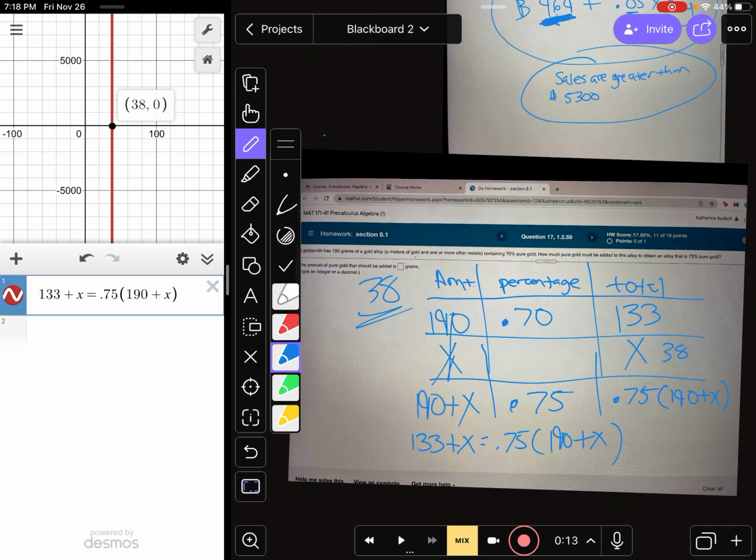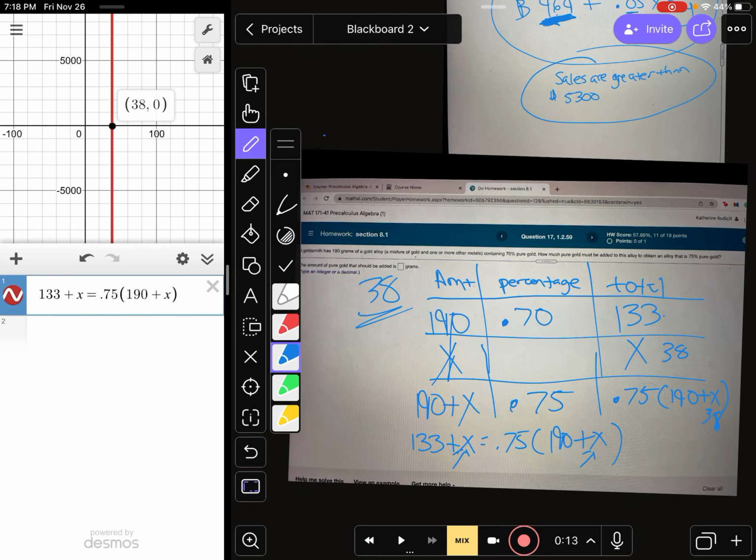If I put a 38 here, I want to make sure that 133 plus 38 equals, put a 38 here. Just put your x back in and see if it works. Put your x back in right here and here, and see if it works. But it should work because we did the algebra, right? So, yep, that should be it. What did I say the answer was? 38 grams. That's how much he's going to be adding.